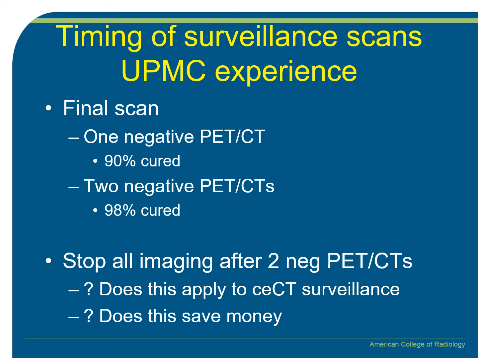If you can get 2 negative PET-CTs in a row, 98% probability that you are cured of your cancer. Does this mean that we can stop all further imaging after 2 negative PET-CTs? Well, that's what we believe, and we might end up saving money because a lot of our patients end up with 2 negative PET-CTs, and then we don't need any more imaging ever again unless they have clinical signs of recurrence. Now, we don't know whether we can apply this principle to contrast-enhanced CT scans. We only know we can apply it to PET-CTs, and we don't actually know if it saves money in the long run, but I'm thinking it will.